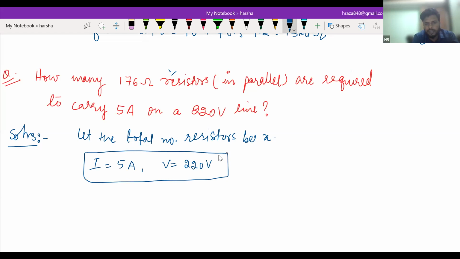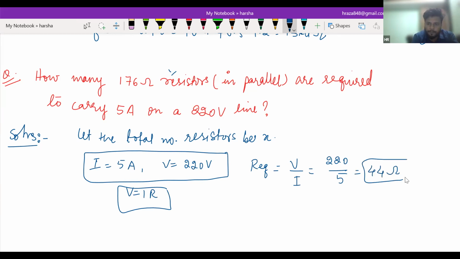From this, we can calculate the R equivalent. We can apply the formula V is equal to IR, and R equivalent will be equal to V upon I, which is 220 upon 5, that means 44 ohm. 44 ohm is the equivalent resistance, because when we apply V is equal to IR, R is basically the total resistance.